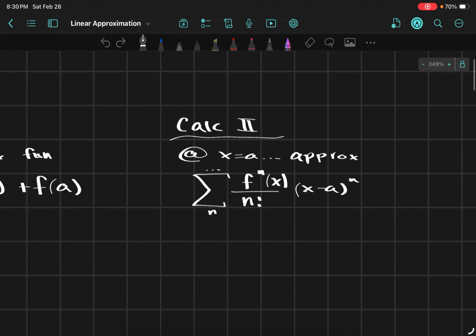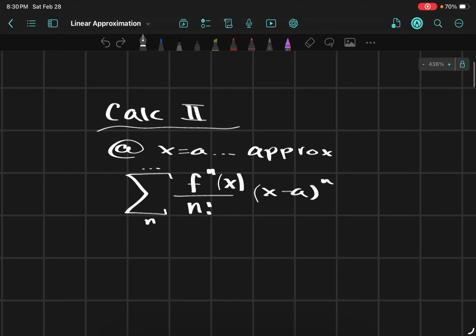Looking at a Calculus 2 perspective, what were we doing in Calculus 2? What we were doing is Taylor series approximation. Well, what is our Taylor series? I believe I wrote it right here, and I apologize if I did. But that's essentially what our Taylor series approximation is.